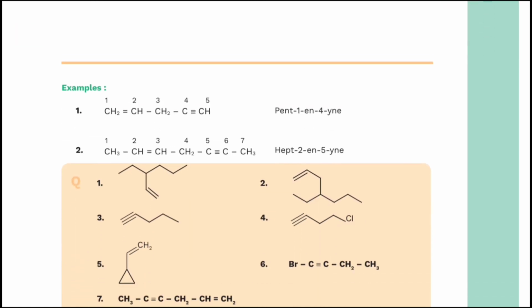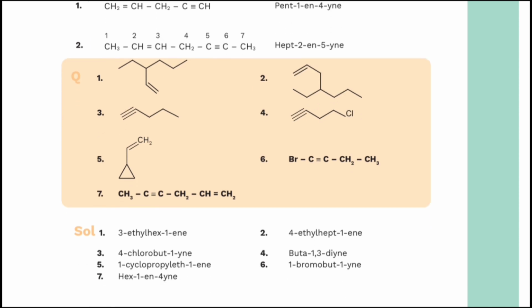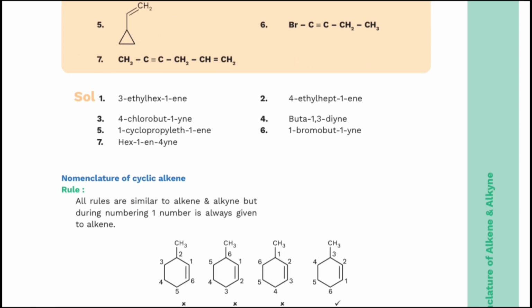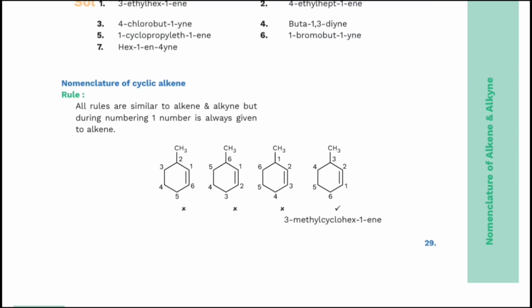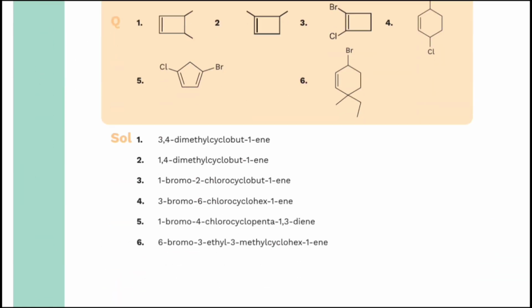Okay, some questions here. Solve them and check out the answers. Okay, all right. This is a cyclic alkene structure. Some examples are also here as well.